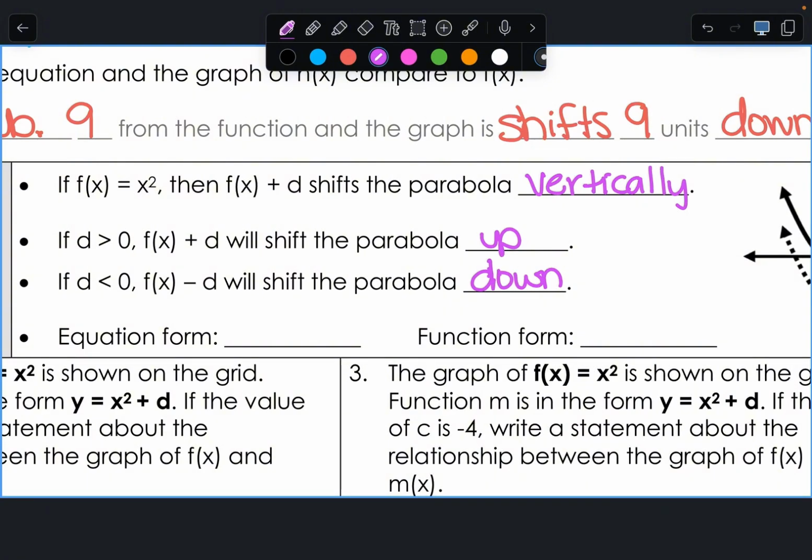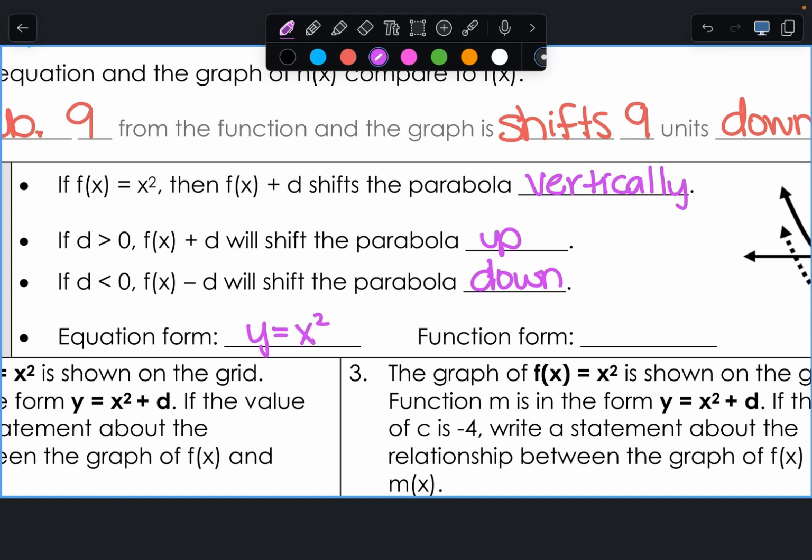Now, because we do have the f of x, g of x, m of x, p of x, whatever of x, because of all of that, you do have to know how to go from equation form to function form. So a regular equation, meaning y equals, because you're going to be comparing two different equations, you can't have them both be y equals because you wouldn't know which one applies to which graph. So the regular equation, or the parent function, is y is equal to x squared.